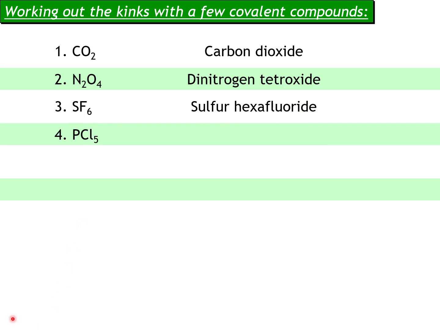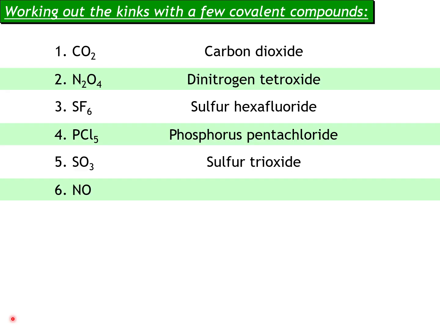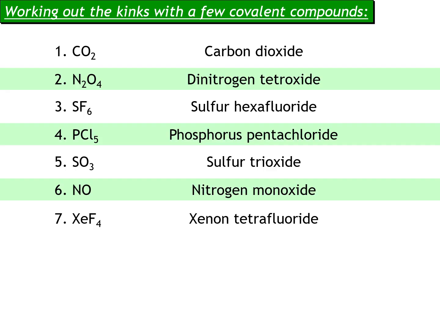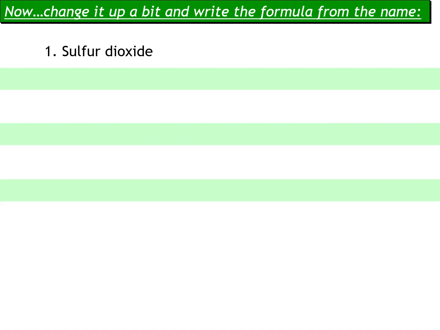Then we have PCl5, which would be phosphorus pentachloride. SO3, sulfur trioxide. NO, a very negative molecule, is nitrogen monoxide. Notice we don't say mono for the first one, but we do say it for the second one. And then the last one for this part would be XeF4, it would be xenon tetrafluoride. This is one of the compounds that xenon and fluorine will make.